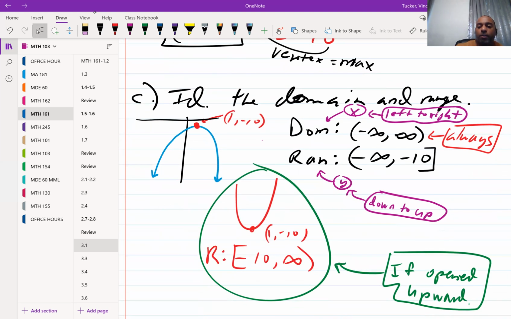And then in the green circle, I was just saying if it opened upward and that was our minimum, our range would be negative 10 to infinity. So our lowest value would be negative 10 and it would go up. But once again, the domain would be the same, negative infinity to infinity.